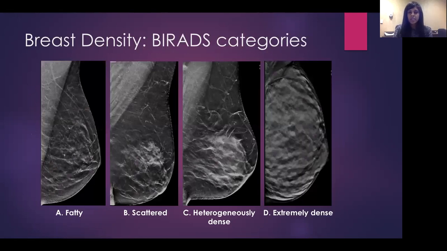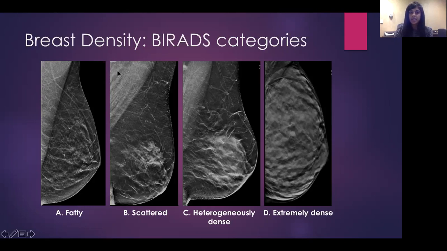So now let's talk a little bit about the different types of breast density. So breast density refers to the amount of fibroglandular tissue that you see on a woman's mammogram. And this is not how a patient's breast feels on a clinical exam. It's really just dependent on the fibroglandular tissue identified on the mammogram. So on the mammogram, the fibroglandular tissue appears white and fat appears black.